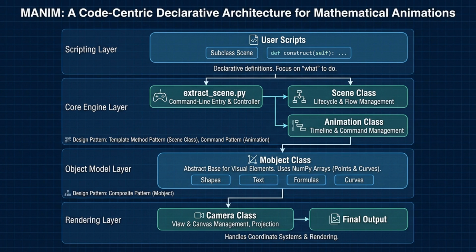Diving into the technicals, manim's architecture is built on that declarative philosophy. Creators define scenes by simply specifying the initial and final states of objects. The engine then handles the complex work of interpolating between them. At the very heart of this system is the mobject, which stands for mathematical object. Every shape, line, or formula is an mobject.